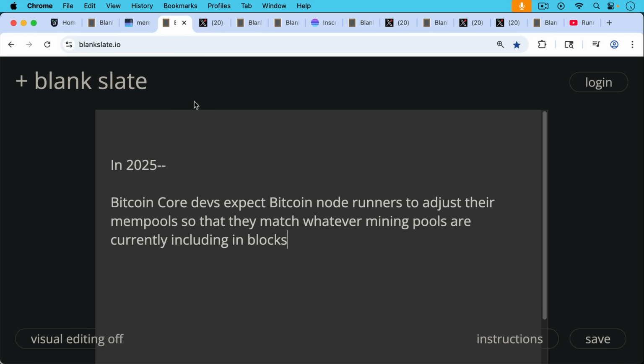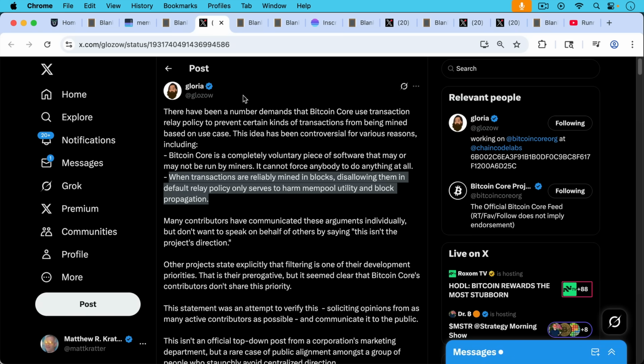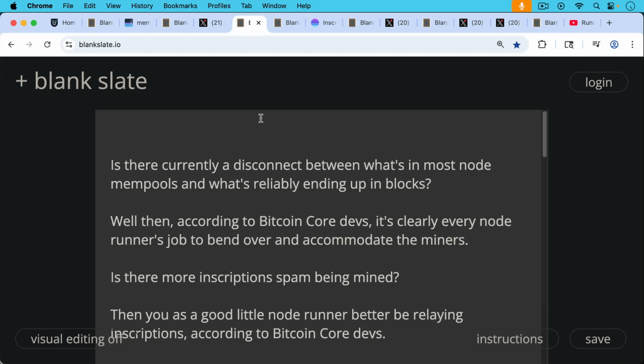Now in 2025, Bitcoin Core devs expect Bitcoin node runners to adjust their mempools so that they match whatever mining pools are currently including in blocks. As Gloria from Bitcoin Core, one of the maintainers, points out here: when transactions are reliably mined in blocks, disallowing them in default relay policy, in other words, the policy for how nodes relay transactions to each other so they eventually end up in miners, only serves to harm mempool utility and block propagation.